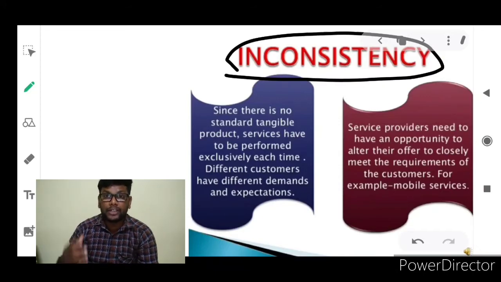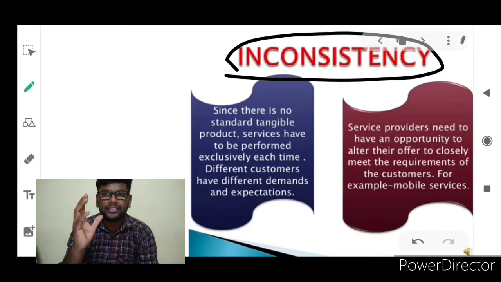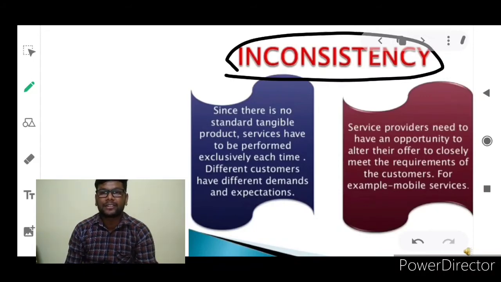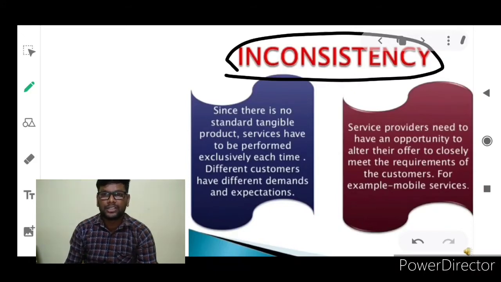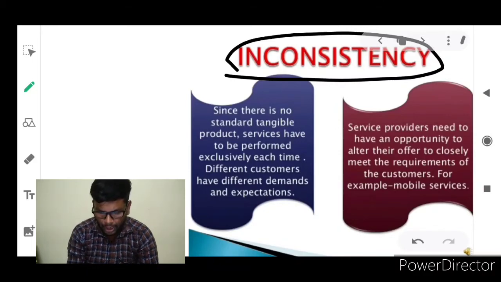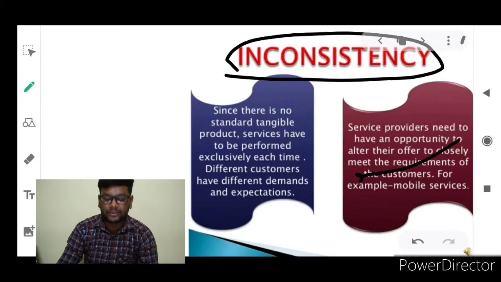So the service provider will be confused, and he has to be unique, and he has to satisfy all the customers as a service provider, because he is getting money from the customer. So he is responsible to give perfect services to the customers, isn't it? For example, service providers used to have an opportunity to alter their offer to closely meet the requirements of the customer.